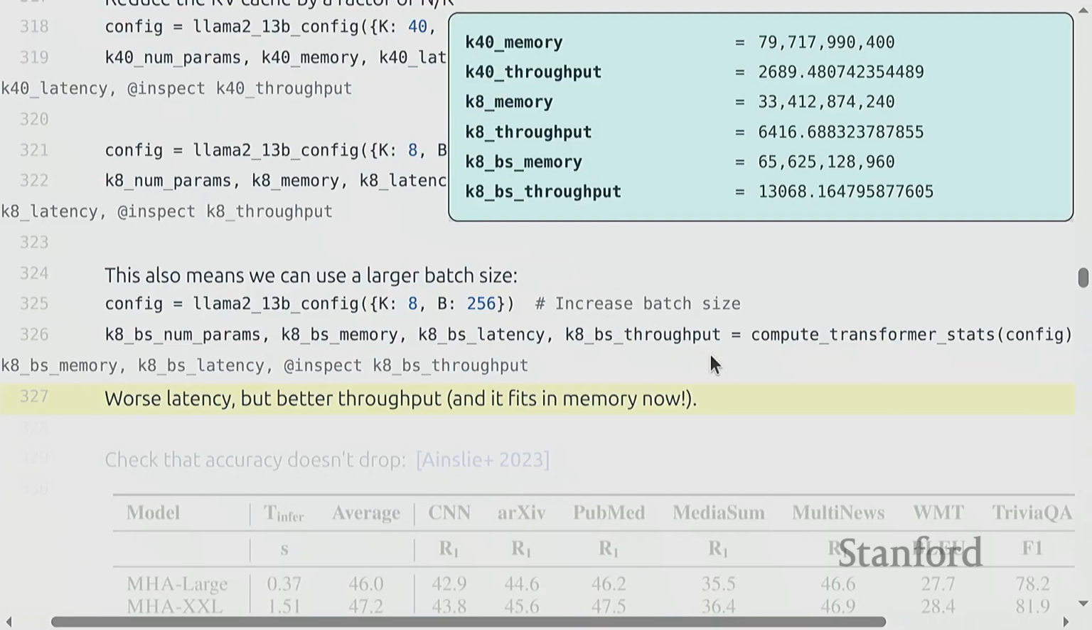By reducing the number of key value pairs, the memory of the KV cache reduces. That means the throughput and latency go up automatically because of fewer memory transfers. And furthermore, as a secondary effect, I can increase the batch size within the GPU, and that further improves the throughput.